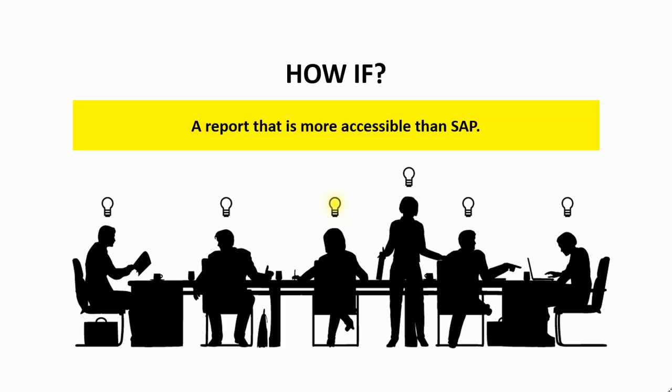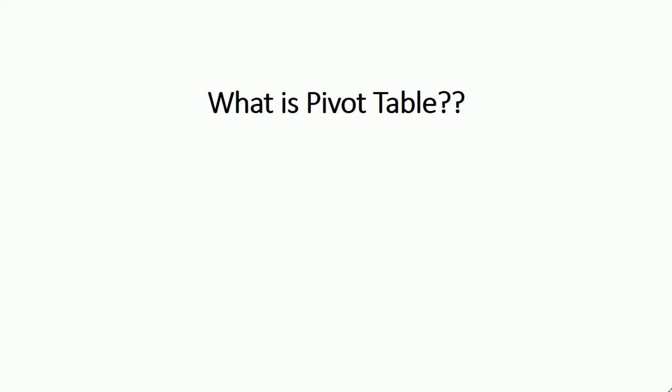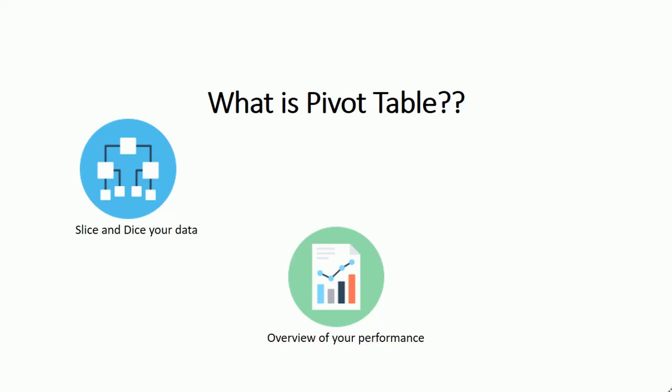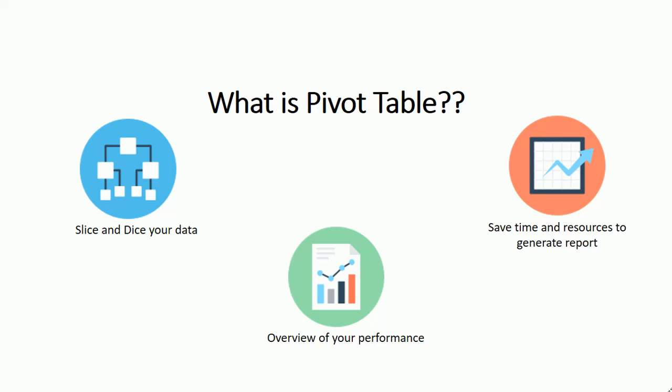The solution is Pivot Table. Pivot Table is a function in Excel that allows us to slice and dice the data, give us an overview, a summary of the report, and most importantly, save our time and effort to generate reports by downloading the data from SAP. In this video, we will demonstrate how to use Pivot Table step by step.